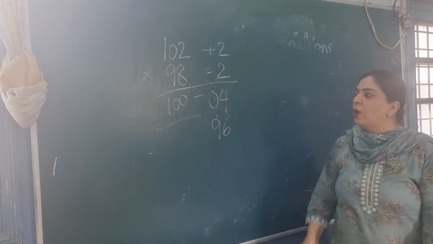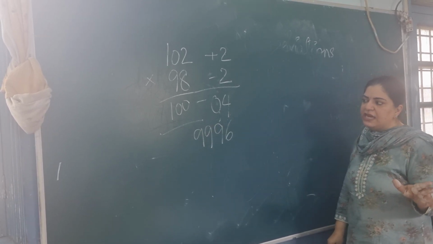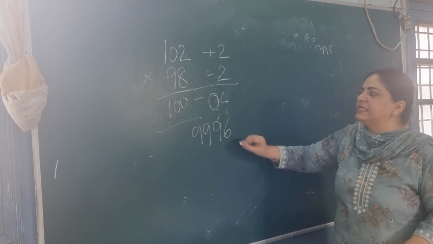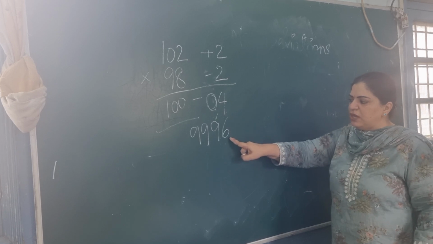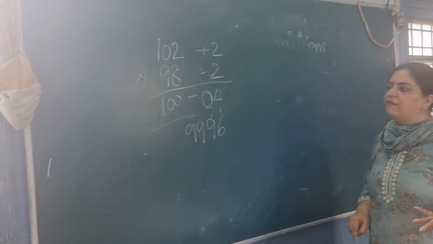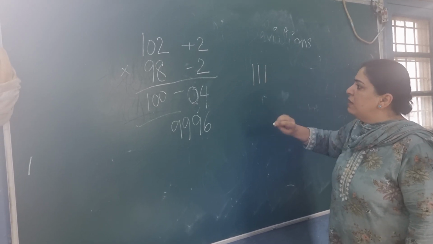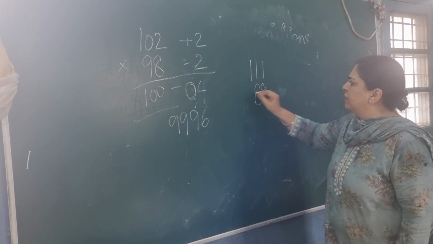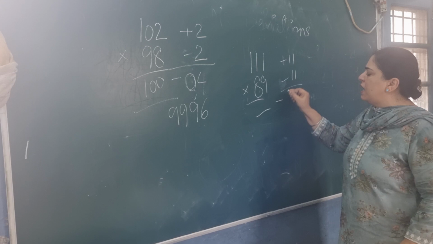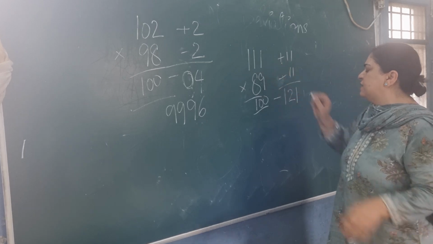That is the point why I did the balancing before. And 1 less from the left hand side is 99. So please notice that 0 was added so that the complement becomes 96. Otherwise the complement would have been only 6 and here it would have been 996. The answer would have become wrong. For example, if we have 111 multiplied by 89, then plus 11, minus 11, this becomes minus 1 2 1 and this becomes 100. Anything, you add this or you less this.